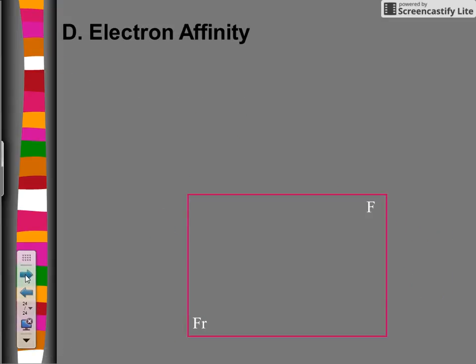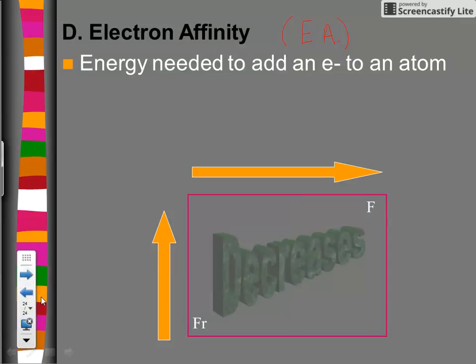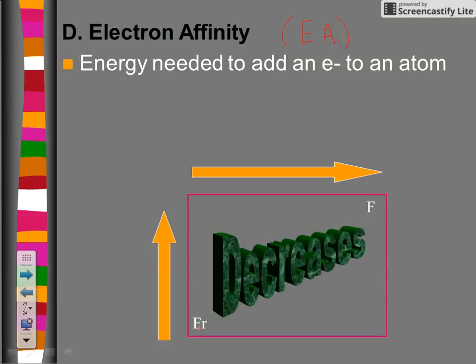Our final trend is called electron affinity. Electron affinity is the energy needed to add an electron to an atom. So it's exactly the opposite from ionization energy. We abbreviate this with an EA for short. The trend for electron affinity as you go up and across is it decreases, just like atomic radius. So as you go up and across from francium to fluorine, electron affinity decreases.